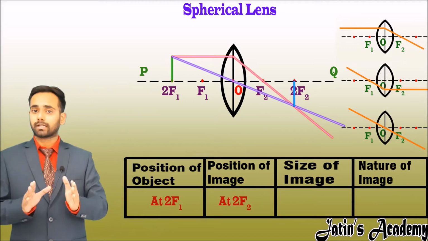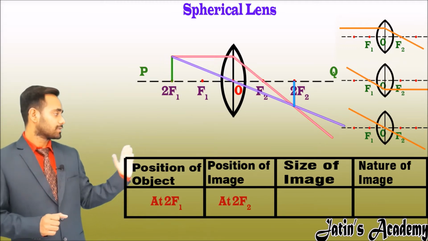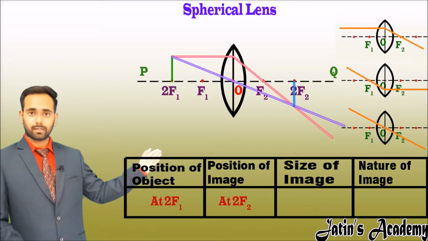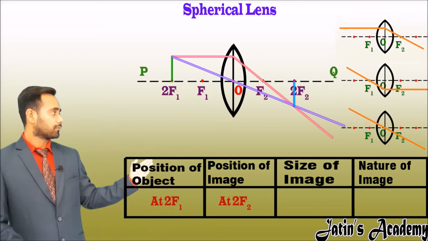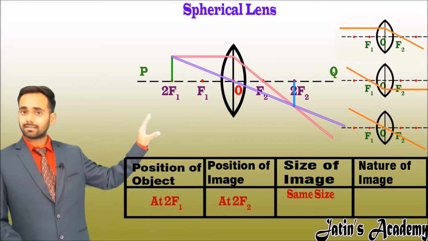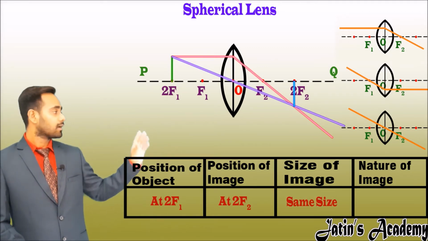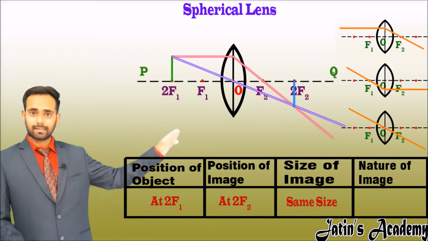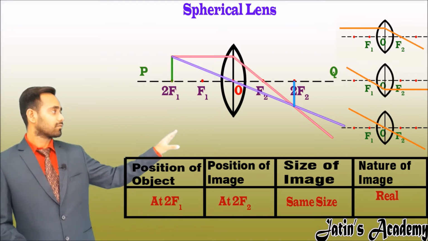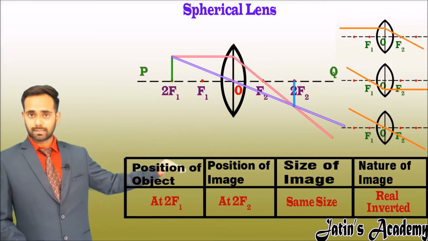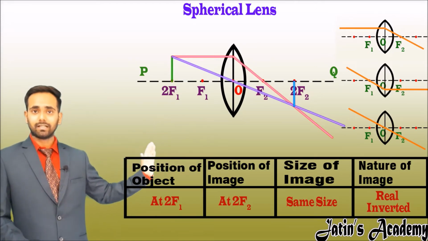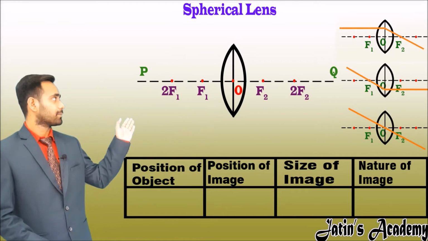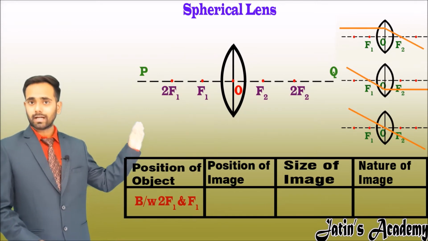Where is the object? Object position is at 2F1. Position of image is formed at 2F2. Size of image is same as the size of the object, and nature of image is, here the image is formed on the right side, means real image is formed, and this is below the principal axis, so nature is real and inverted.